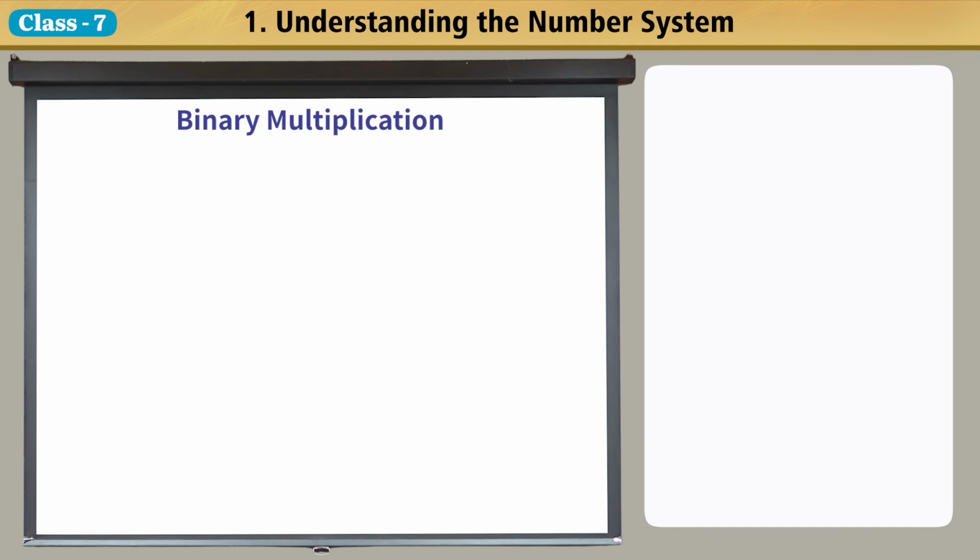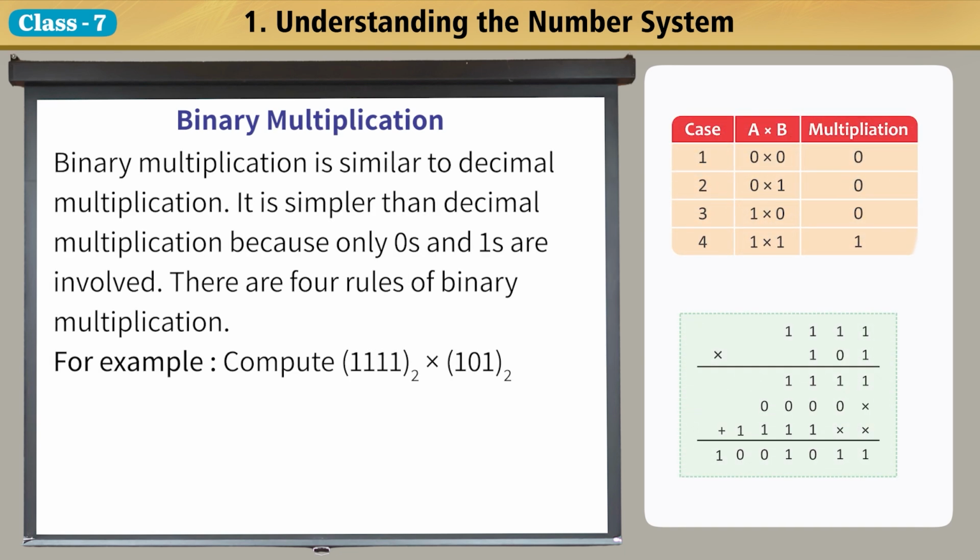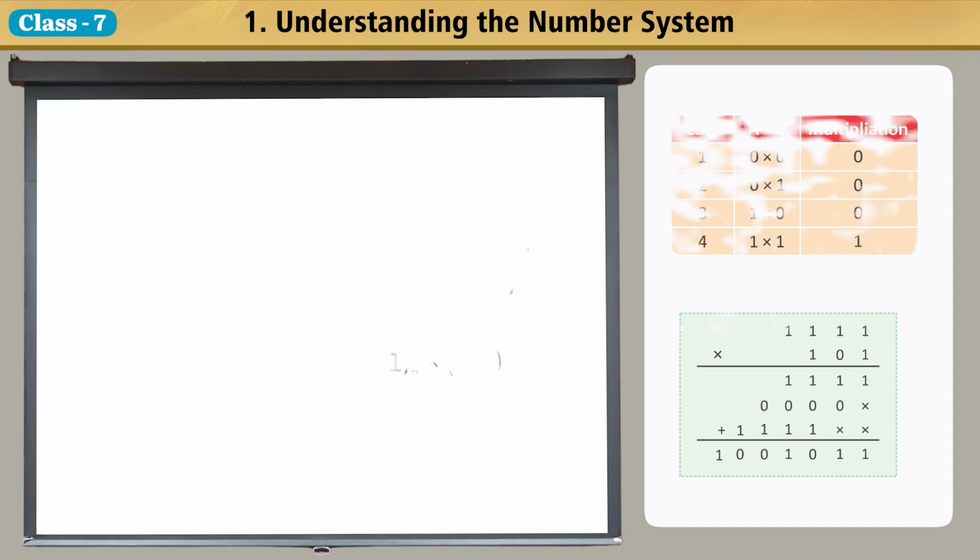Binary multiplication. Binary multiplication is similar to decimal multiplication. It is simpler than decimal multiplication because only zeros and ones are involved. There are 4 rules of binary multiplication. For example, compute 1111 sub 2 multiply 101 sub 2.